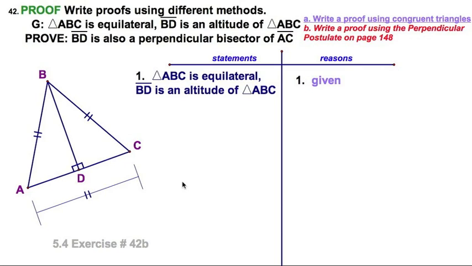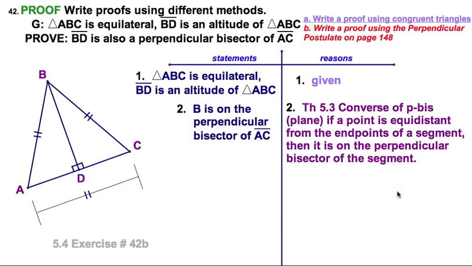Well, let's try that same proof a different way. Same givens, ABC is equilateral, BD is an altitude. So let's, how about this? Well, B must be on the perpendicular bisector of AC. And that's very simply put. Theorem 5.3, converse of the perpendicular bisector theorem, states that if a point is equidistant from the endpoints of a segment, as indicated here, it's equidistant from A and C, therefore it is on the perpendicular bisector of AC.